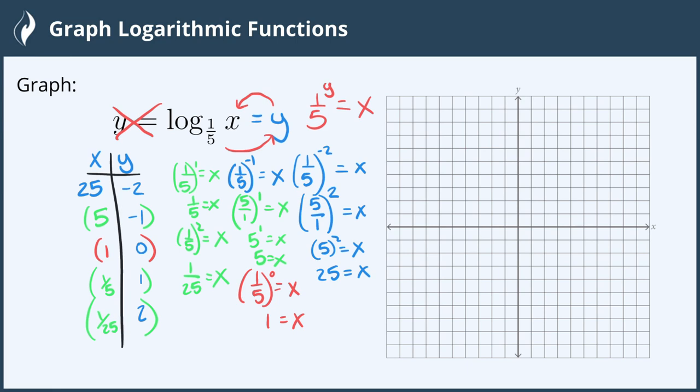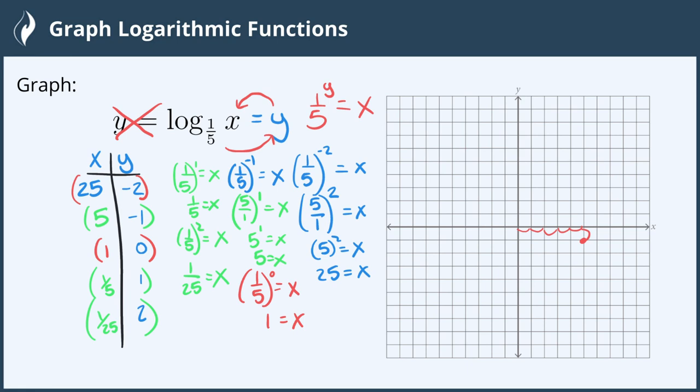Now, some of these are going to be a little impossible to plot on our graph, so I'm going to pick the most reasonable ones. Since this graph won't go all the way down to 25, we're not going to graph this first one, but we can graph the 5, -1. So we'll move 5 in the direction of the x values, 1, 2, 3, 4, 5, and then down 1 in the y, and there's our first point.